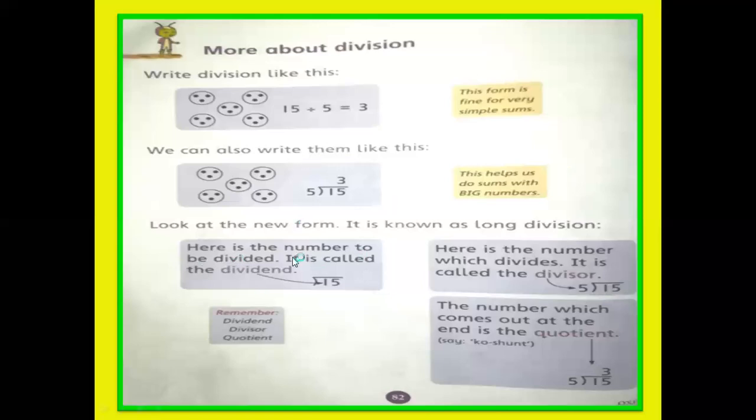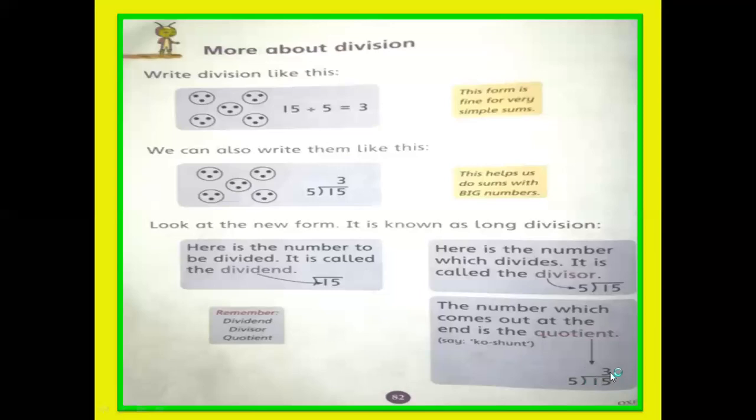Here is the number to be divided. It is called the dividend. So 15, which we write inside the shape, is called the dividend. Here is the number which divides. It is called the divisor. So 5 is called the divisor. And the number which comes out at the end is the quotient. What do you say? Say quotient. Quotient.